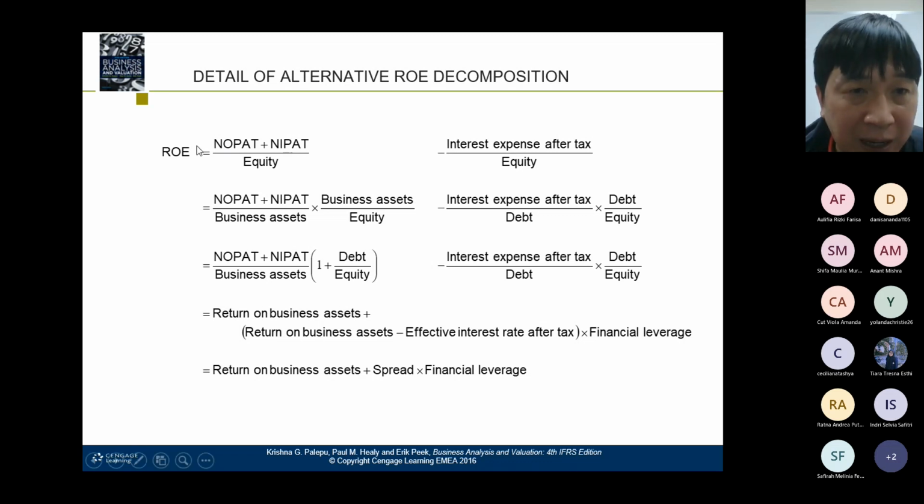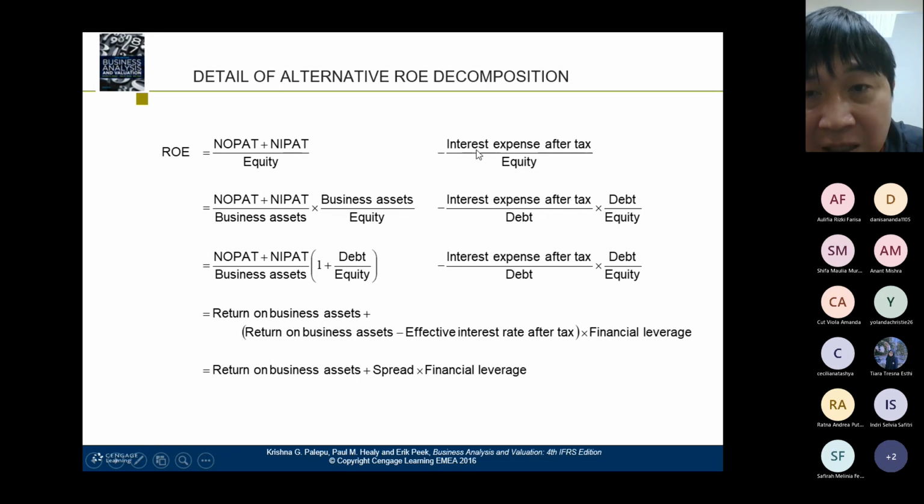So N is net, O is operating, P is profit. I is investment, P is profit, A is after, T is tax. NIPAT is the net investment profit after tax. So your total net profit comes from the operating and the investment. Because we want to get the equity value, NOPAT plus NIPAT is the total benefits, so we need to deduct the benefits of the debt.